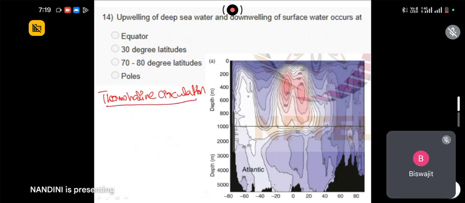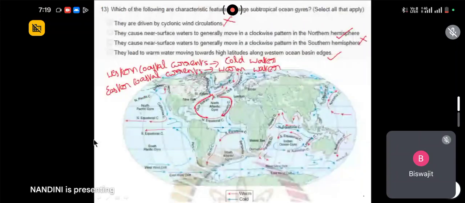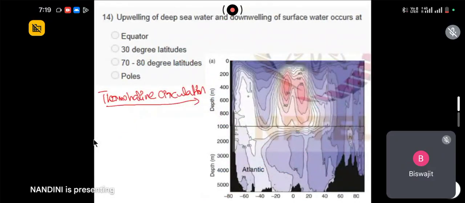The thermohaline circulation is defined as a part of the ocean circulation. Surface ocean currents are movements that happen along the surface of the ocean. So what is thermohaline circulation? Thermohaline circulation is driven by water density variation. So this is basically driven by water density.